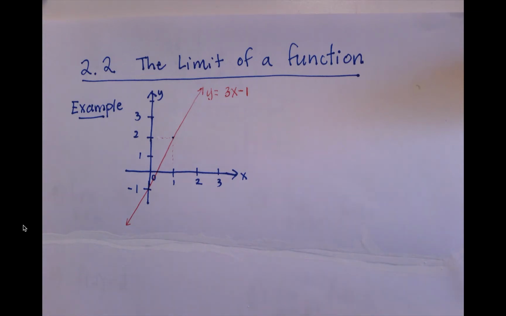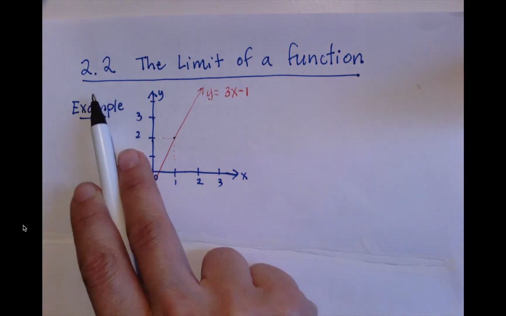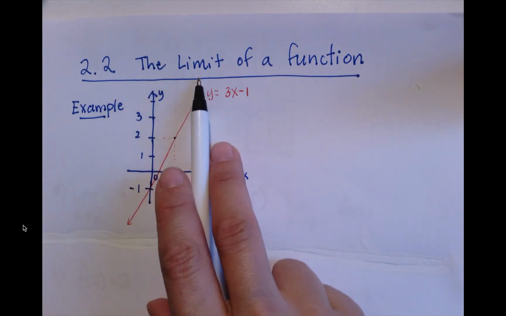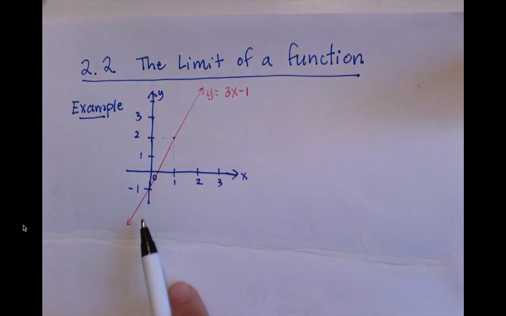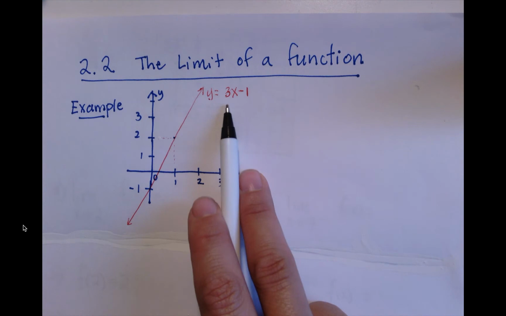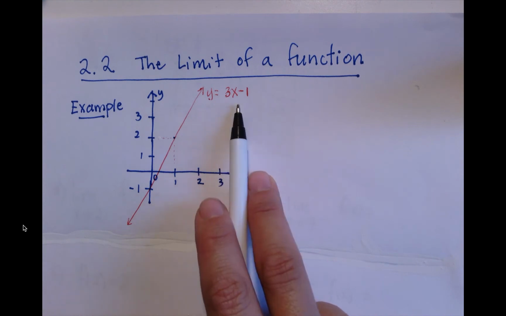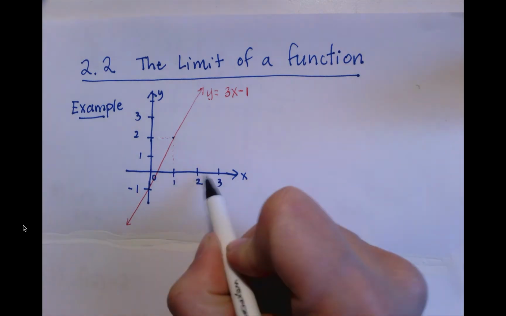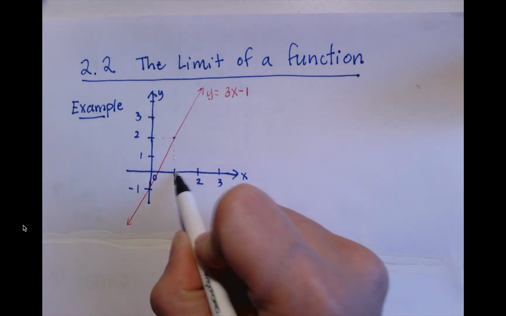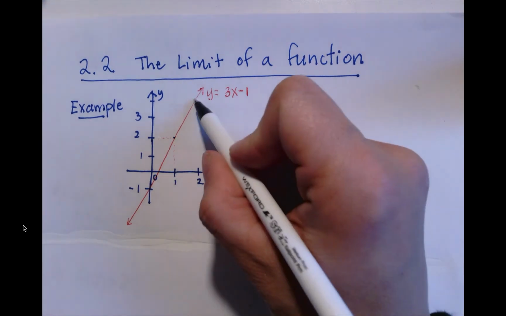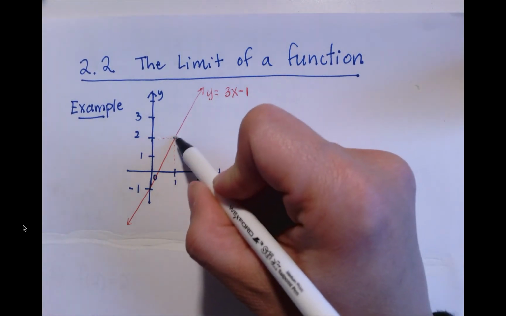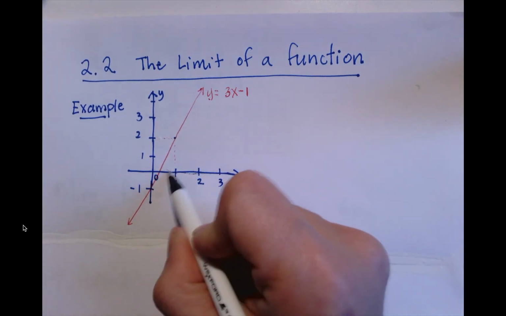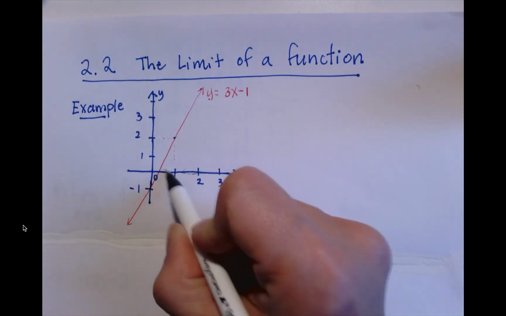Okay, so this video is about section 2.2 from the textbook, and we're going to introduce the limit of a function. So here I have a graph of the line y equals 3x minus 1, and what we're going to ask ourselves is, as the x values approach 1, what are the y values of the function approaching? As I get closer and closer to 1 on either side, the question is, what are my y values approaching?